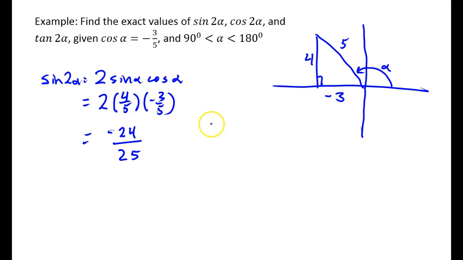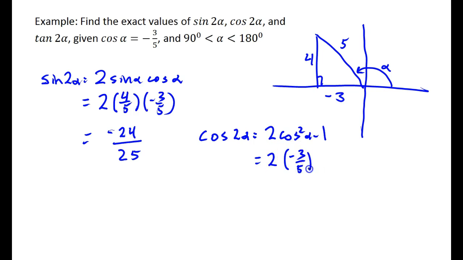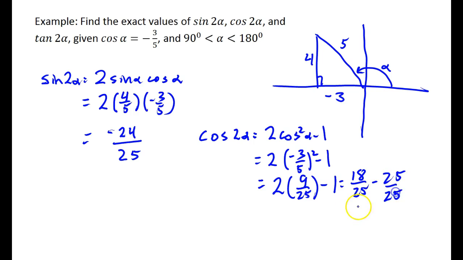Okay, cosine of 2 alpha. Well, we have 3 choices. So I'll just use the 2 cosine squared alpha minus 1 formula. But any one of the 3 would work. So it's going to be 2 times negative 3/5 squared minus 1, which is 2 times 9/25 minus 1, which is 18/25 minus 25/25, which is negative 7/25.